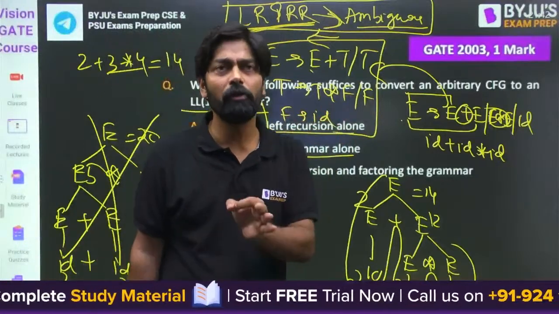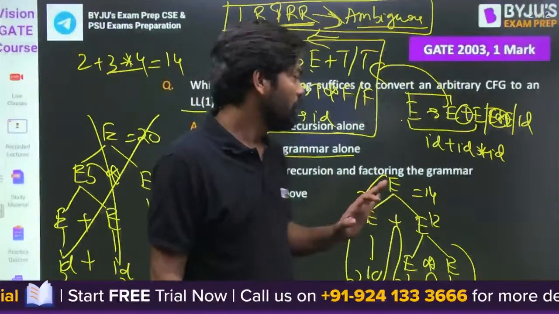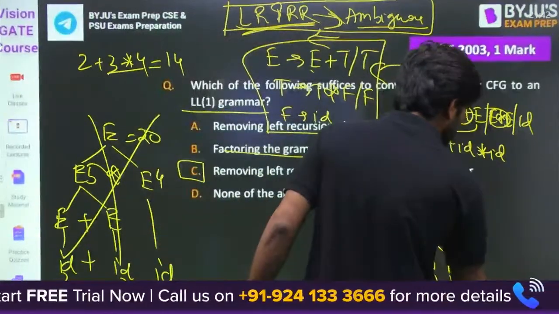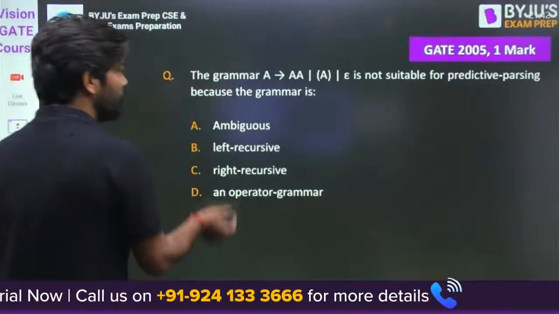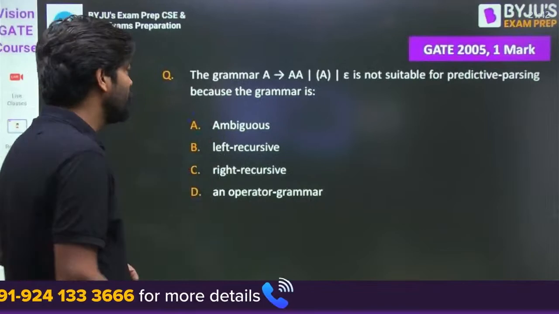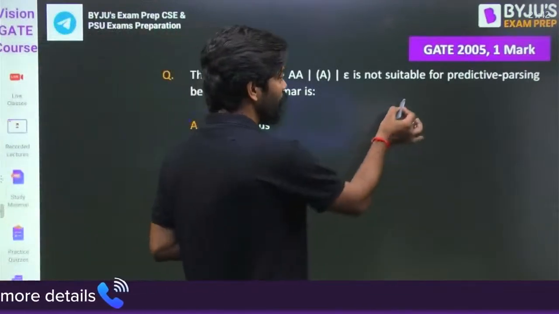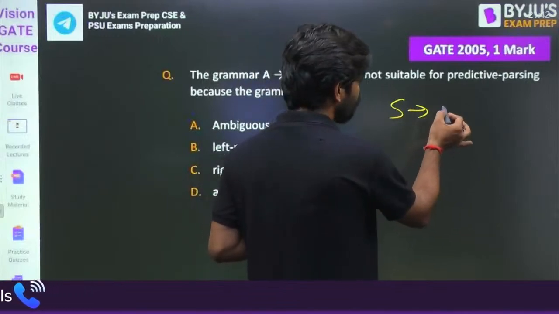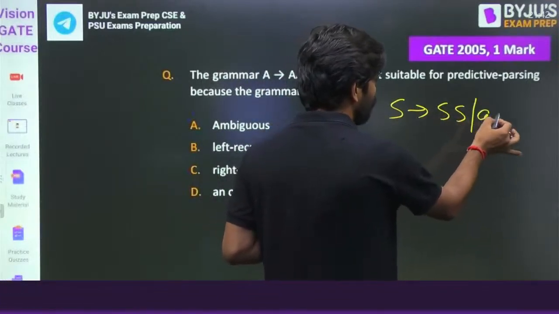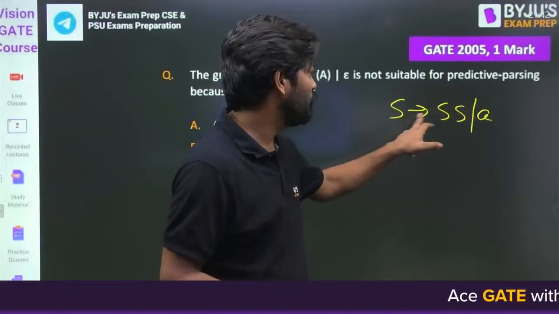Or there is no algorithm to find out whether a given grammar is ambiguous or not. How to find out? Some people also ask. You can try this question also. And before that, see how to say whether the given grammar is ambiguous or not. If I give this grammar, S goes to SS oblique A, is it ambiguous or not?